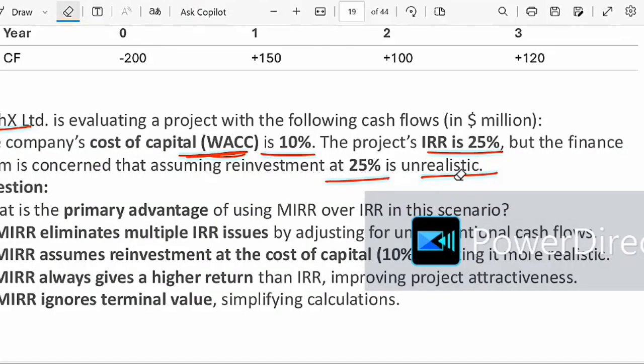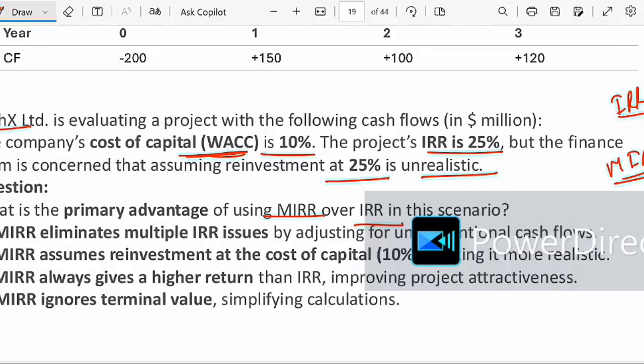So the question is, what is the primary advantage of using MIRR? This is called modified internal rate of return. One is IRR, internal rate of return, and the other is MIRR, which is called modified internal rate of return. Option A says MIRR eliminates the multiple IRR issue by adjusting for unconventional cash flow. Option B, MIRR assumes reinvestment at the cost of capital, making it more realistic. Option C, MIRR always gives a higher return than IRR. And option D, MIRR ignores the terminal value, simplifying the calculation, right?